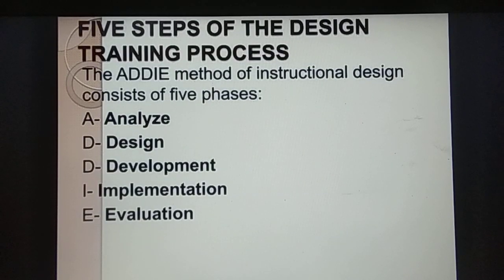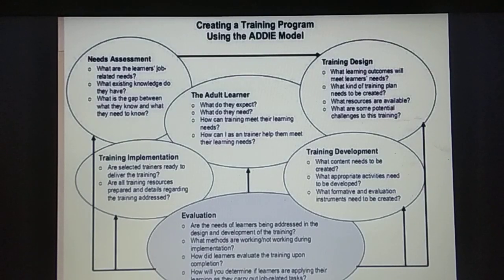There are 5 steps of the design training process. One is analyze, another one is design, third development, fourth implementation, fifth one is evaluation. The ADDIE method of instructional design consists of 5 phases. ADDIE means A for analyze, D for design, D for development, I for implementation, E for evaluation. So creating a training program using this ADDIE model contains need assessment, the adult learner, training design, training development, then evaluation, then training implementation.